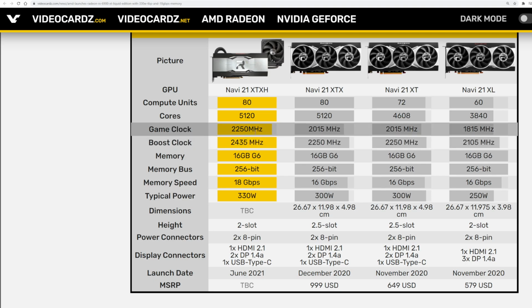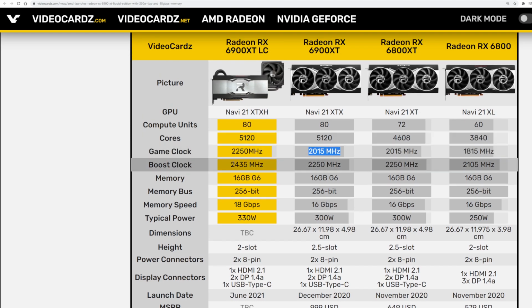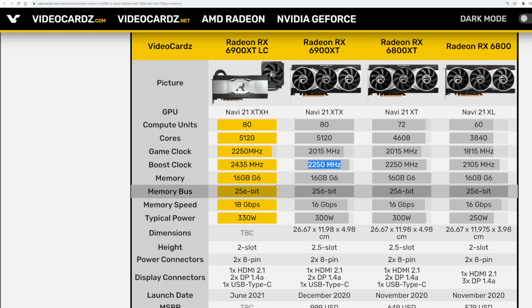Okay, so how does that compare? Well, we see our game clocks here jumping up over 200 megahertz compared with the 6900 XT, non-liquid cooled. And then we see boost clocks not quite with a 200 megahertz increase, but still getting close to that. So this should have better performance.